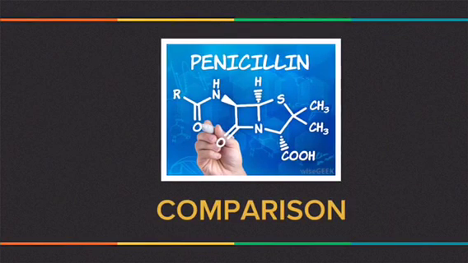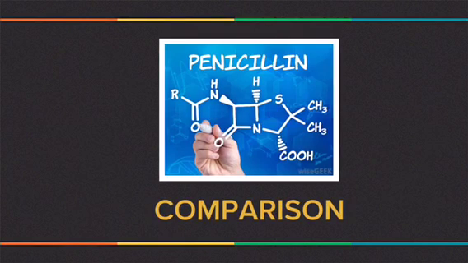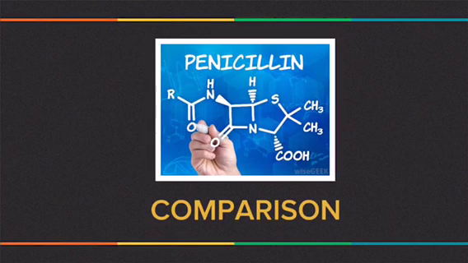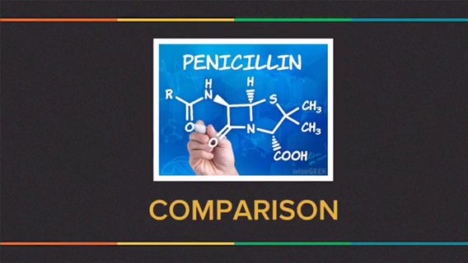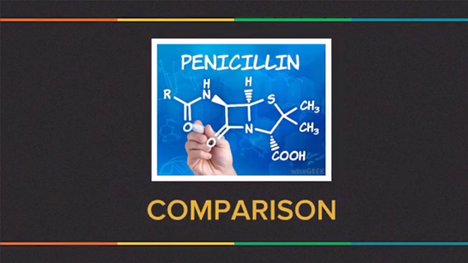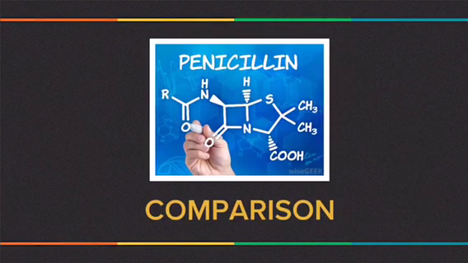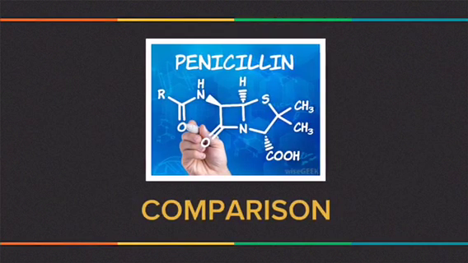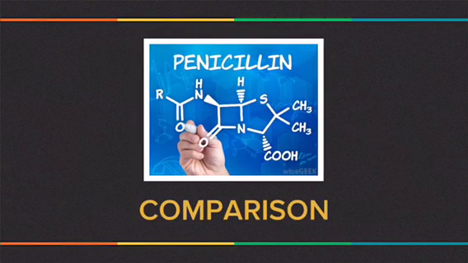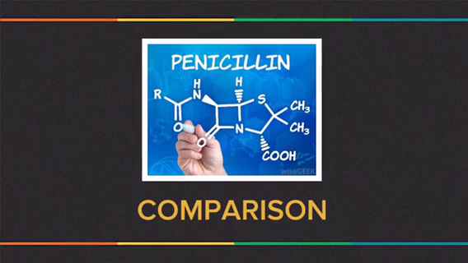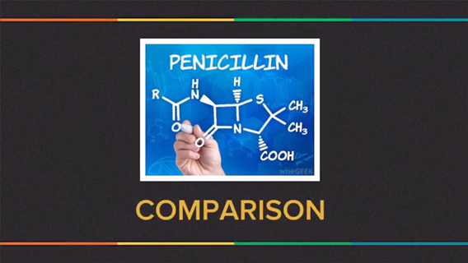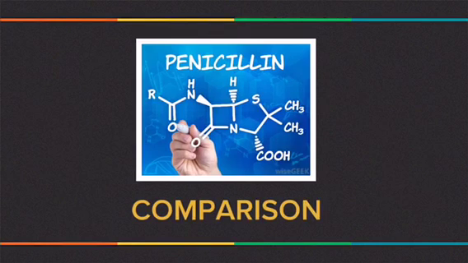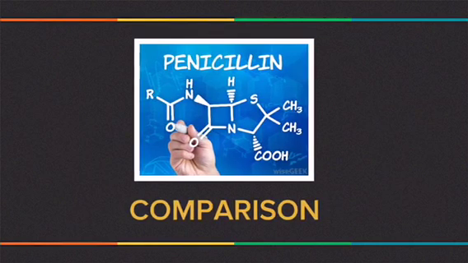There are 11 examples of penicillin drugs, and these are: number 1, Penicillin G; 2, Penicillin V; 3, Methicillin; 4, Oxacillin; 5, Cloxacillin; 6, Dicloxacillin; 7, Nafcillin; 8, Aminopenicillins; 9, Antipseudomonal penicillins; 10, Procaine Penicillin G; and number 11, Benzathine Penicillin G.